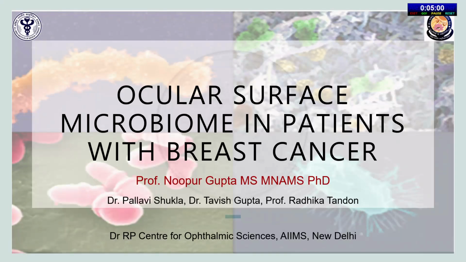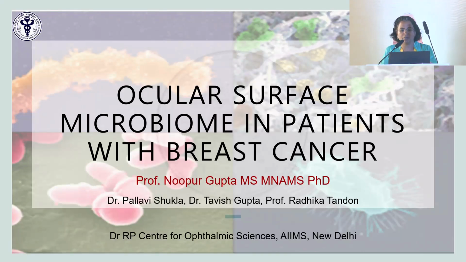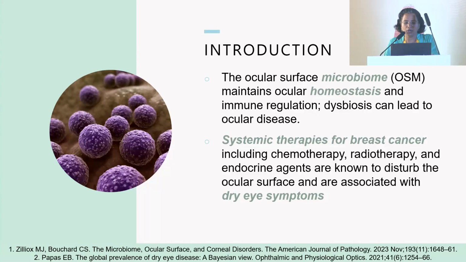Good morning, dear experts and members of the House. I'll be presenting our findings of the ocular surface microbiome in patients with breast cancer. We all know that the ocular surface microbiome is a paucibacterial microbiome as compared to the gut microbiome and the buccal mucosa. Its dysbiosis can lead to ocular disease, and it is commonly deranged in patients with dry eye disease and meibomian gland dysfunction. With this in mind, we studied patients with breast cancer, as there is a lacuna in literature regarding their ocular surface problems and disruption of their ocular surface.